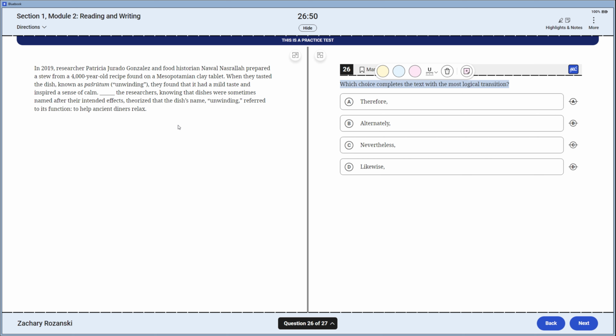I've got another transition question, which is pretty cool, I guess. I read the previous statement and I grab some sort of context clues. I'm going to go with the main clause here. It had a mild taste and inspired a sense of calm. I've got researchers theorizing that the dishes were sometimes named after the dish's effect, and I see unwinding, right? This colon could help if you're further confused. All of these context clues are. I know that I'm dealing with a sameness between these things. So it's not going to be alternatively and there's no contrast.